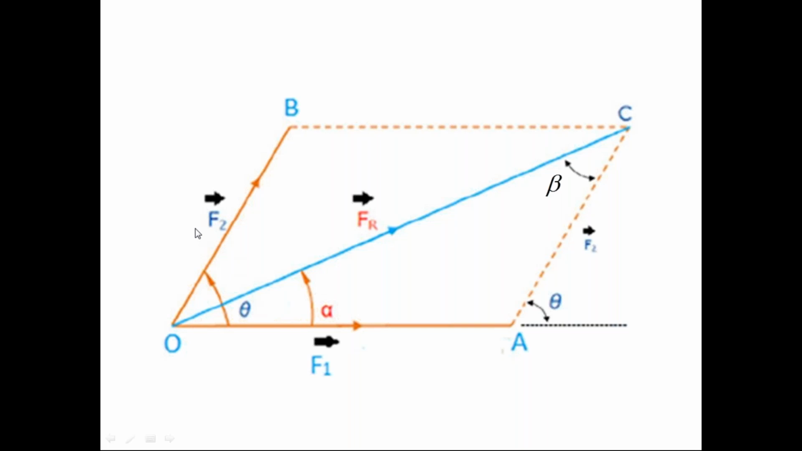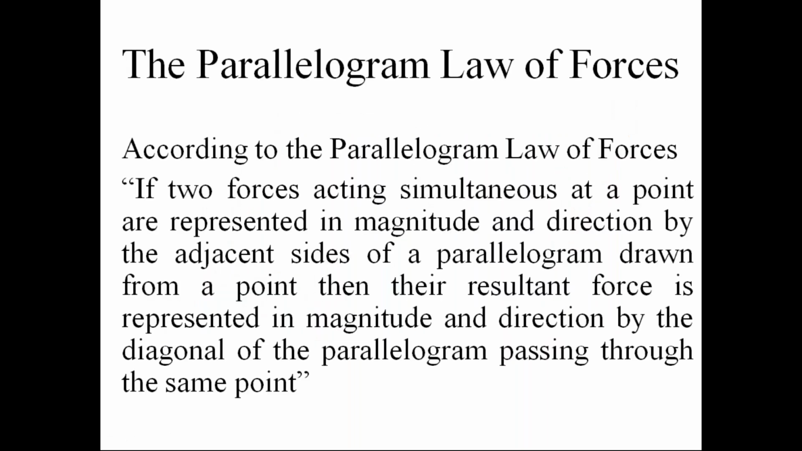Coming to the parallelogram law statement. What is the statement of parallelogram law? Just now we discussed. So please follow this statement carefully. If two forces, that is F1 bar, F2 bar, are acting simultaneously at a point in the rigid body, because these two forces are concurrent forces, so they are acting at a point on the rigid body, represented, this is graphical representation, represented in magnitude and direction.